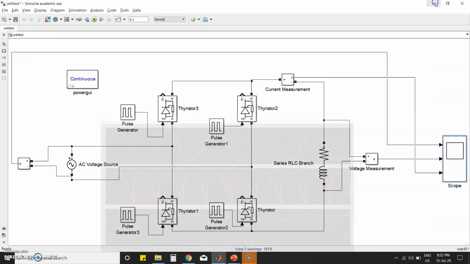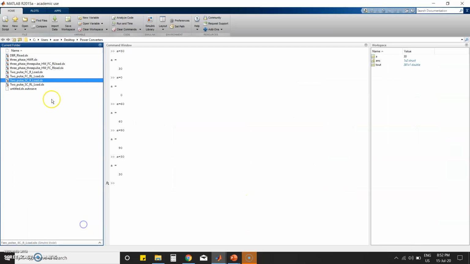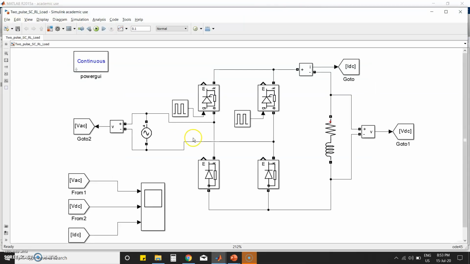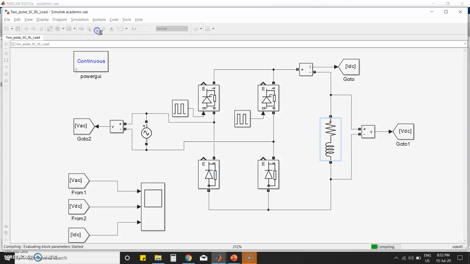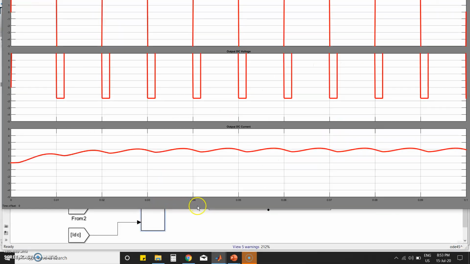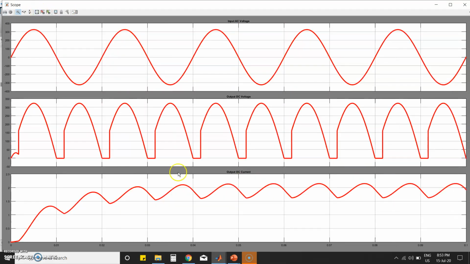Now you can compare the same with the full control converter with R load. So this is the 2 pulse semi control converter with RL load. Here I have chosen R as 100 and 1 as the inductor value. I will run the same and see the output waveform. Auto scale is similar to your DSO function, right?